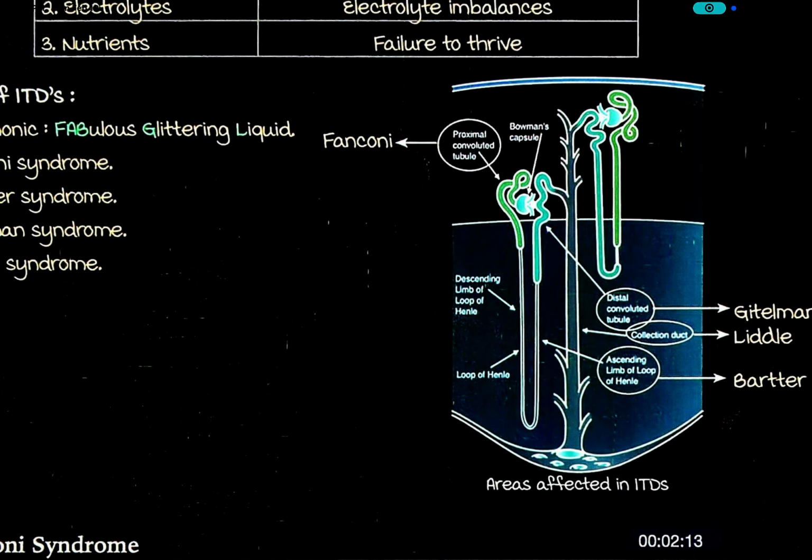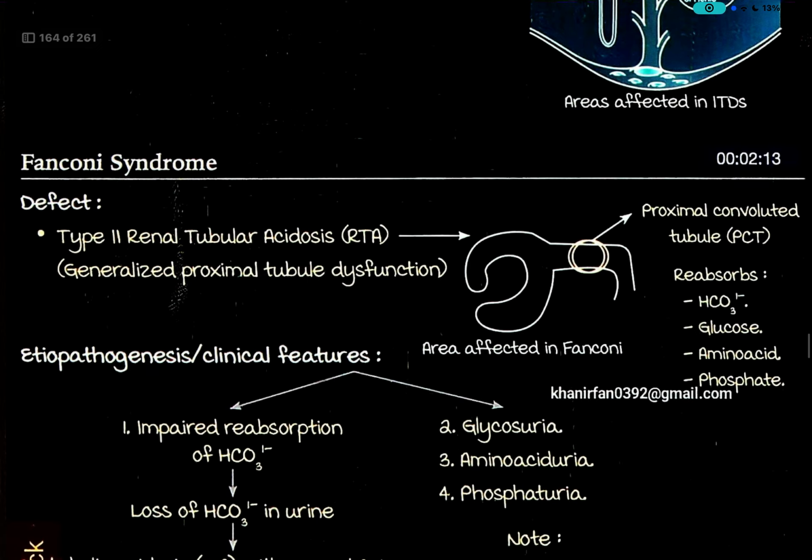So, areas affected in inherited tubular disorders. In the PCT, proximal convoluted tubule, you have Fanconi syndrome. In the ascending limb of loop of Henle, you have Bartter's syndrome. In the distal convoluted tubule, you have Gitelman syndrome, and in the collecting duct, you have Liddle syndrome. So PCT, Fanconi; ascending limb of loop of Henle, Bartter; DCT, Gitelman; and collecting duct, Liddle's.